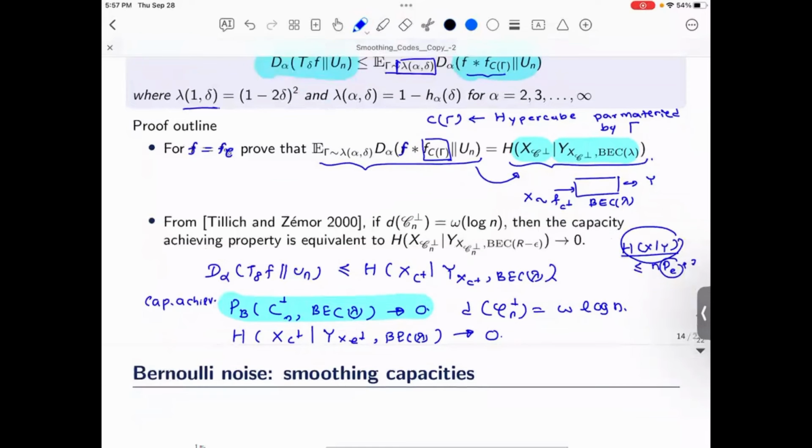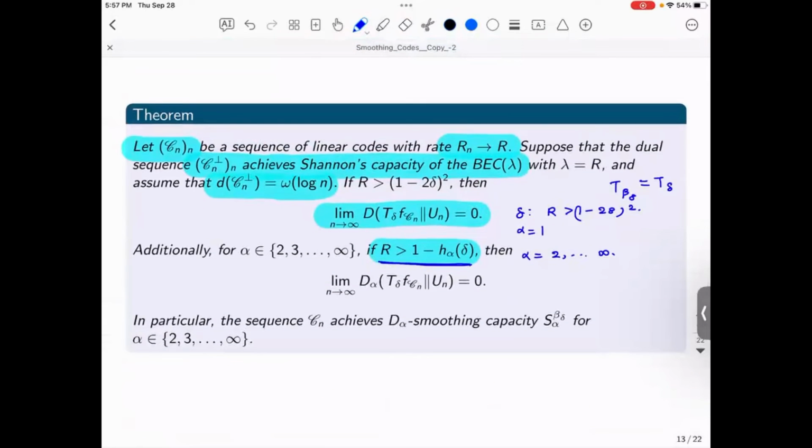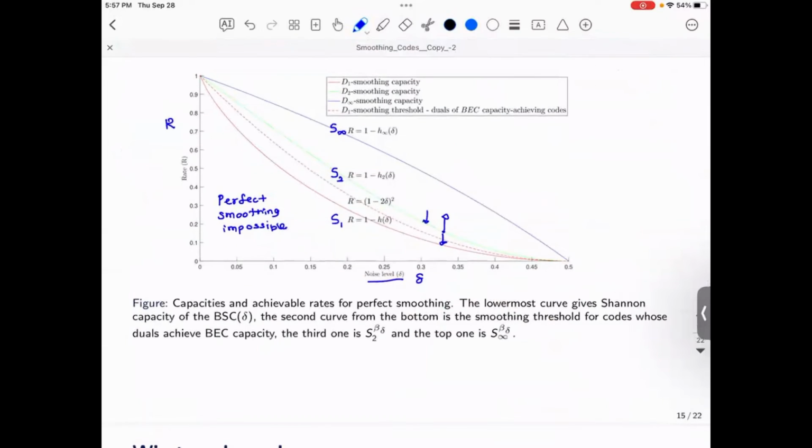Can you go back to the slide before this? What I'm wondering is how does this condition of the dual distance play into the rate calculator here? You have a plot here. How does the distance of the code show up in this plot? I might have forgotten to mention the distance.